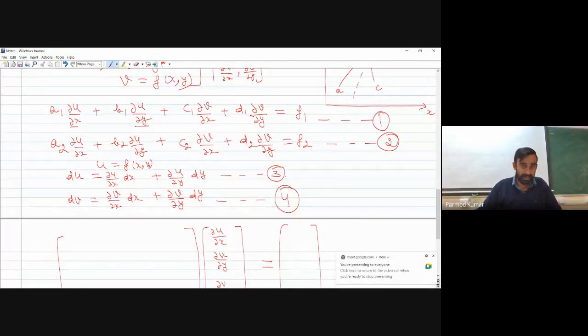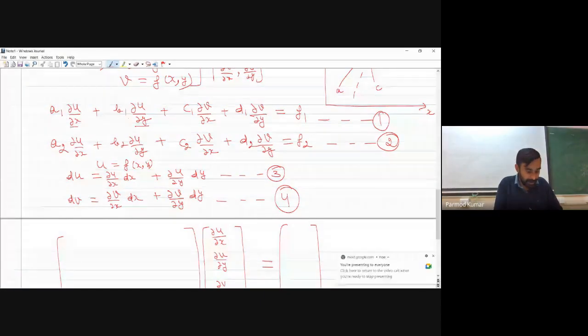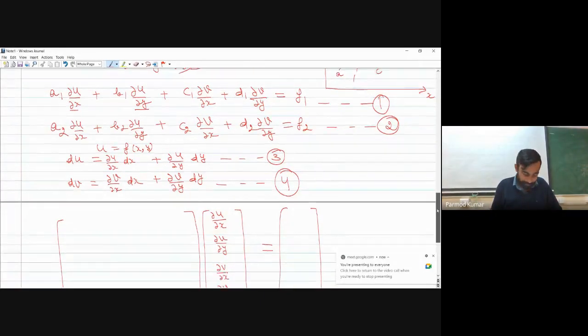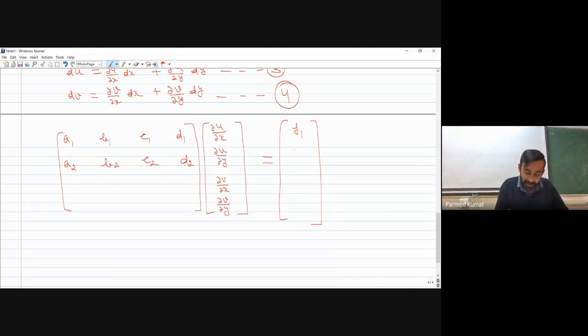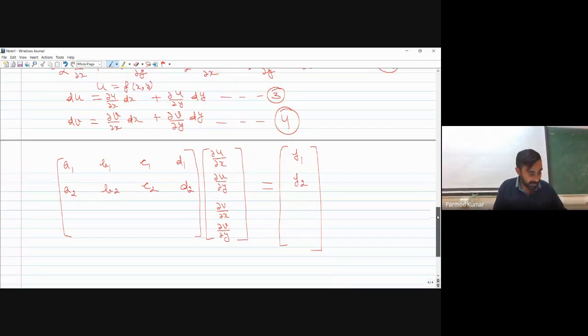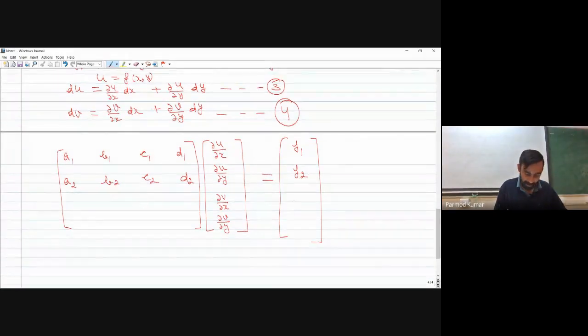Now if you follow the coefficients A1, B1, C1, D1, I'll be getting my coefficients over here, A1, B1, C1, and D1, and in the right hand side I'll be getting F1. Similarly, for the second equation, I'll be getting A2, B2, C2, D2, and F2 on the right hand side. In the third equation, in the right hand side I'll be having du, and with del u by del x my coefficient is dx, and with del u by del y my coefficient is dy, and the other two are 0, 0.